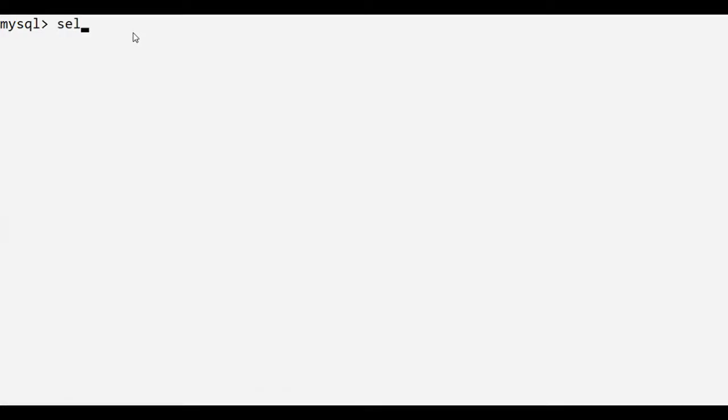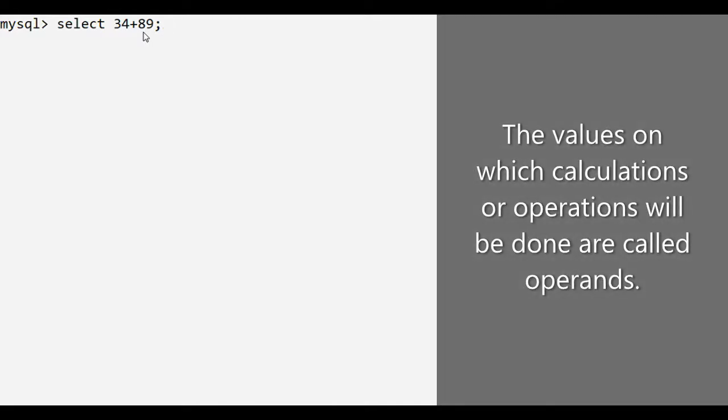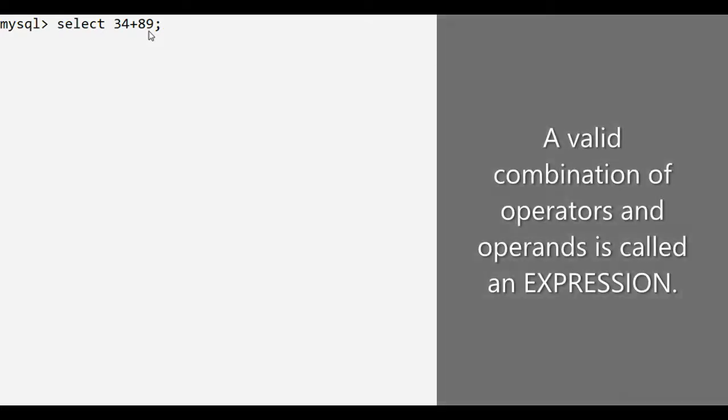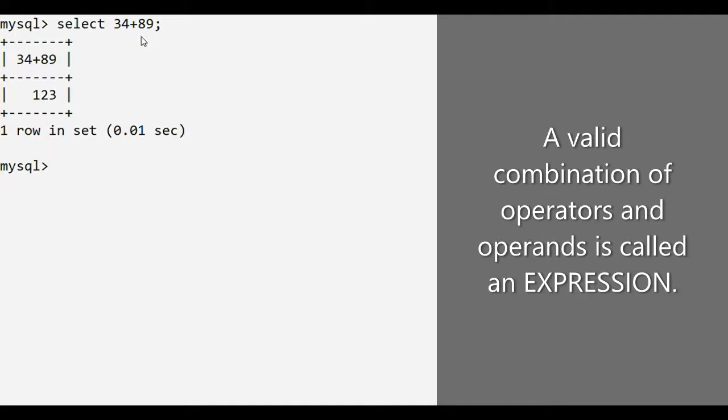Suppose we write select 34 plus 89. Here, plus is the operator. The values 34 and 89 on which the addition will be done are known as operands. This combination of operators and operands is called an expression. An expression is a valid combination of operators and operands. The expression is evaluated to return a result. So the result of this expression 34 plus 89 will be 123.